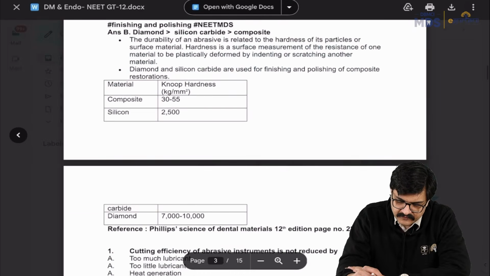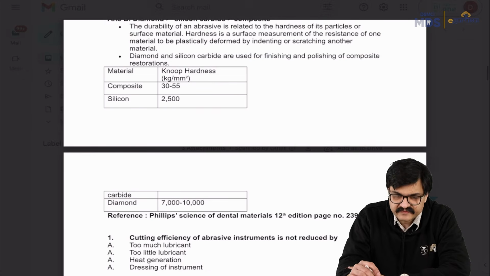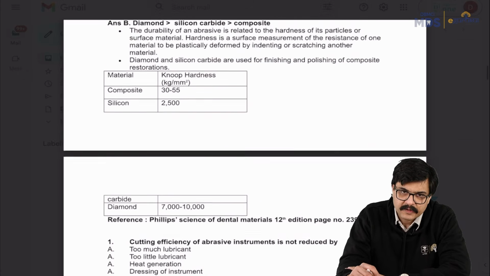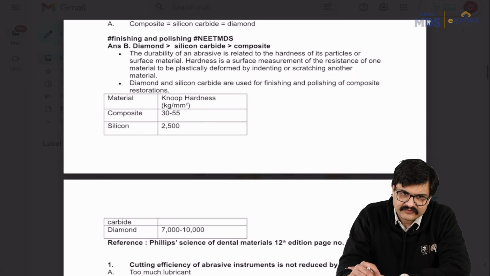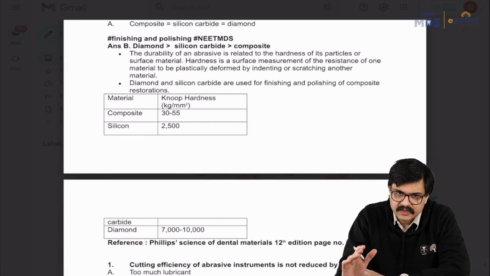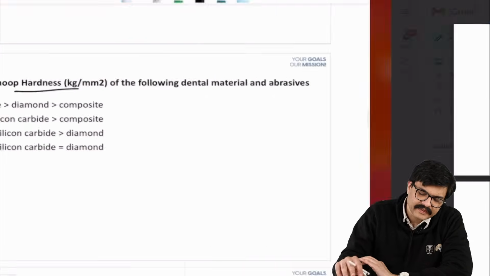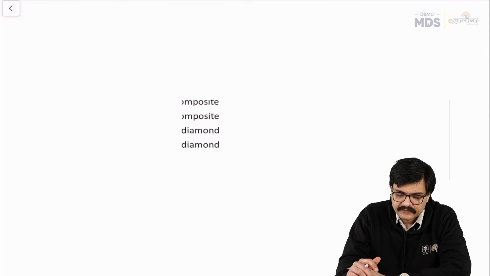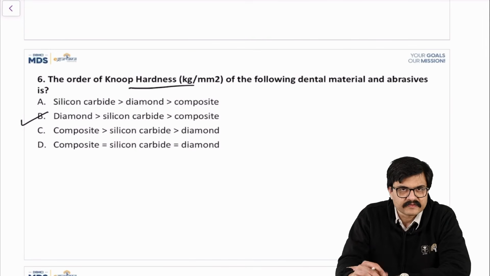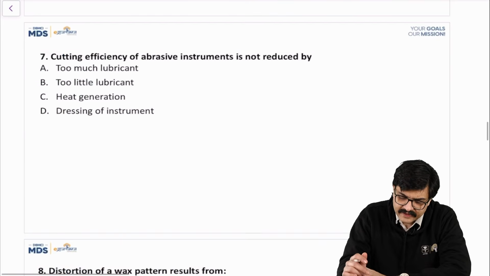See here, the values of Knoop hardness number of diamond is 7,000 to 10,000. Whereas that of silicon carbide is just 2,500 and that of composite is just 30 to 55. So this is just for perspective, but this question can be solved by common sense. Next question, cutting efficiency.